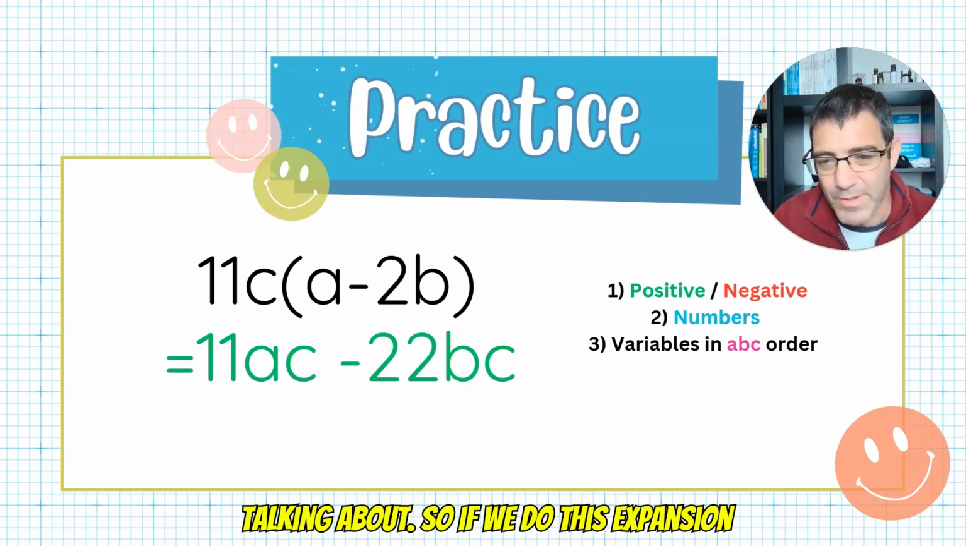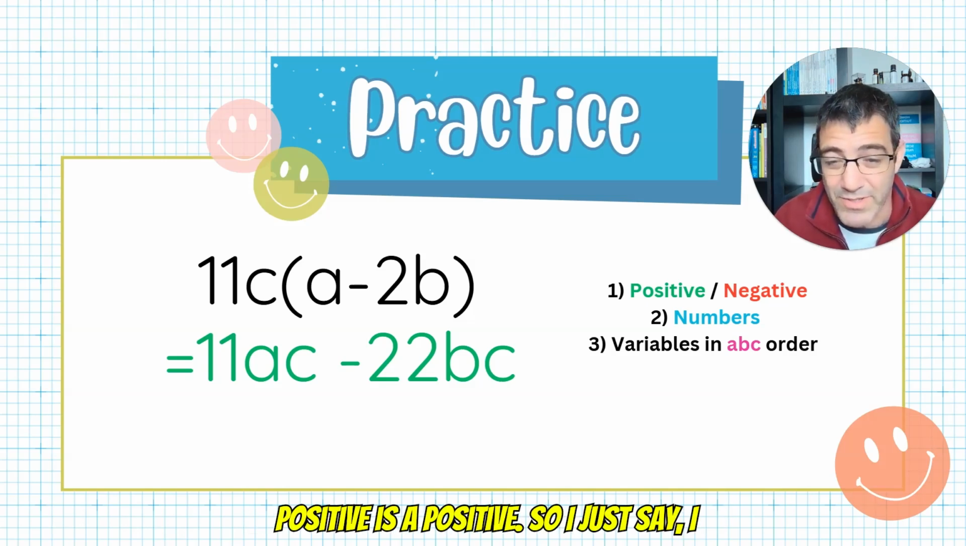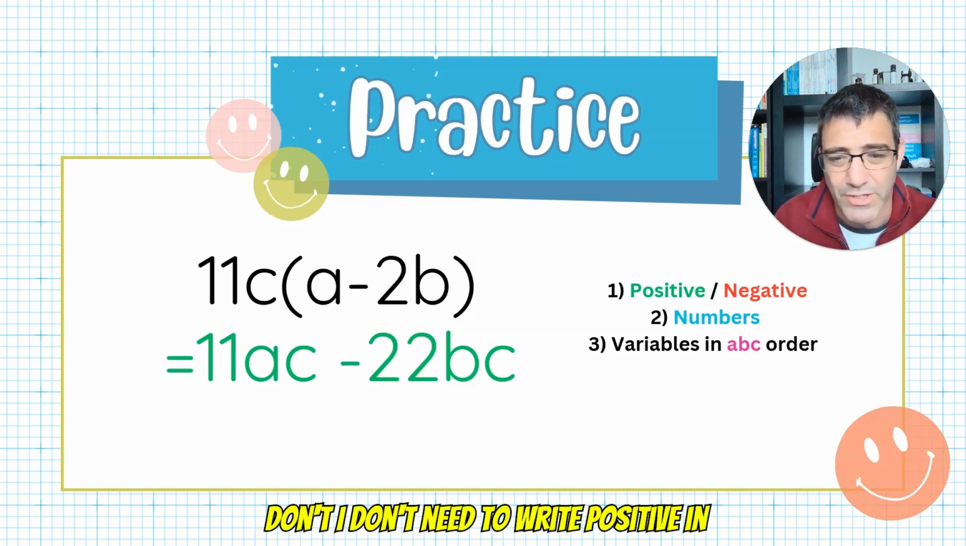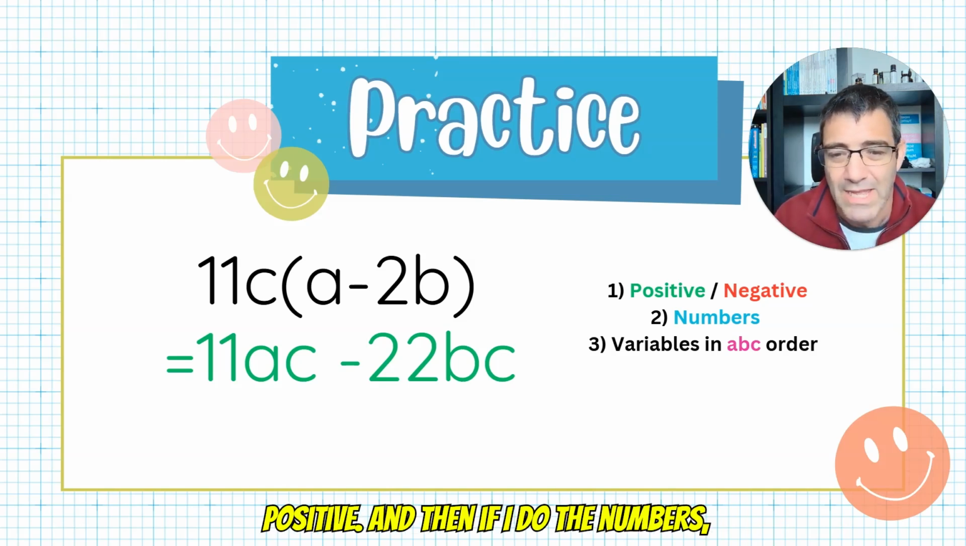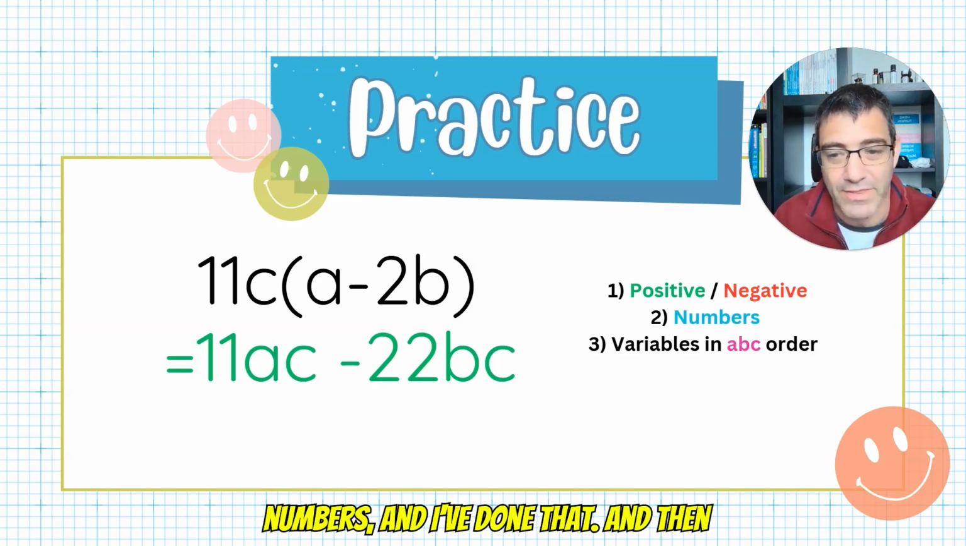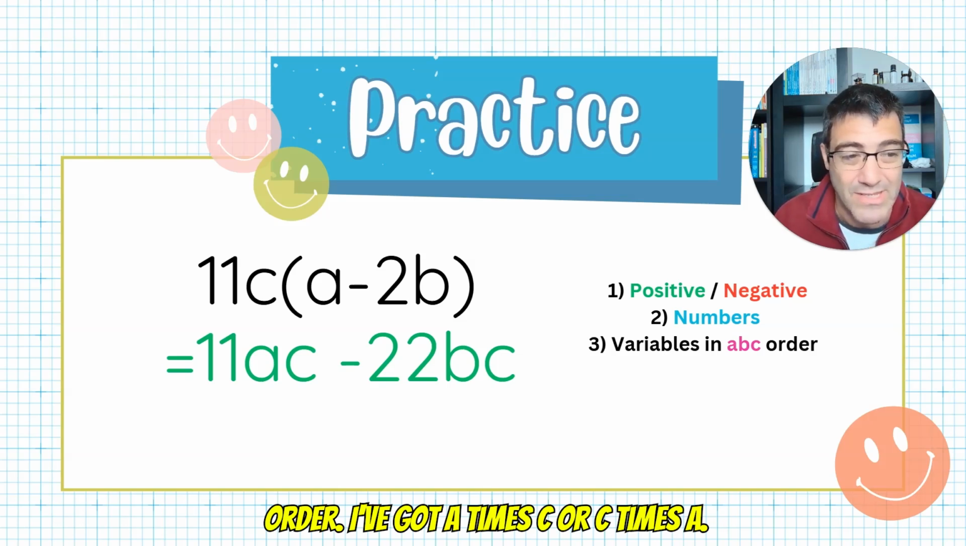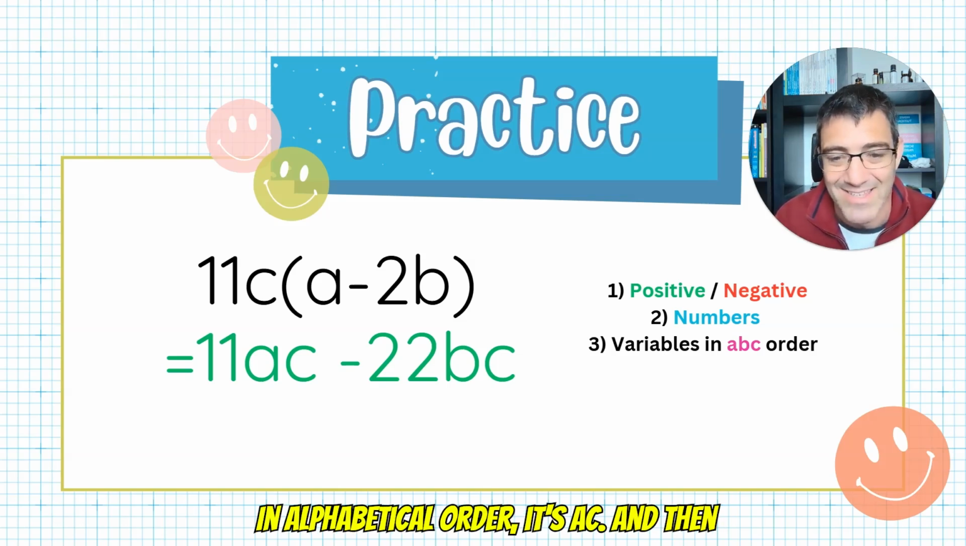So if we do this expansion that's on the screen, we'll have 11c times a. Well, a positive times a positive is a positive. I don't need to write positive in front of the number, but I know it's positive. And then if I do the numbers, I'll have 11c and 1a. So 11 times 1 is 11. So that's the numbers, and I've done that. And then I'll do the variables in alphabetical order. I've got a times c or c times a. In alphabetical order, it's ac.